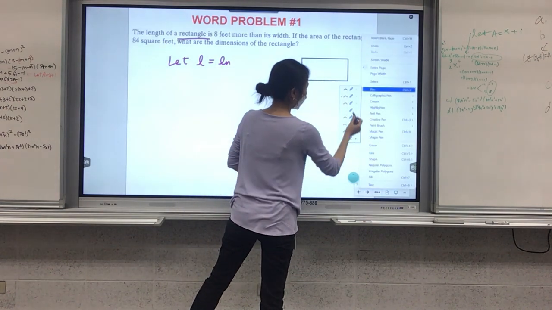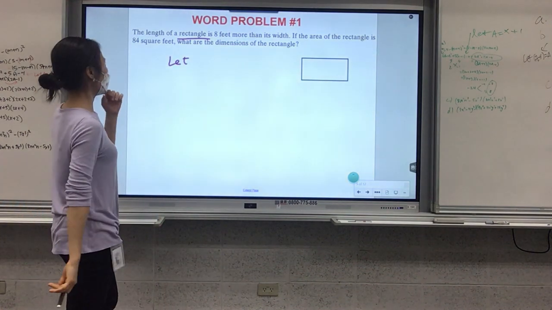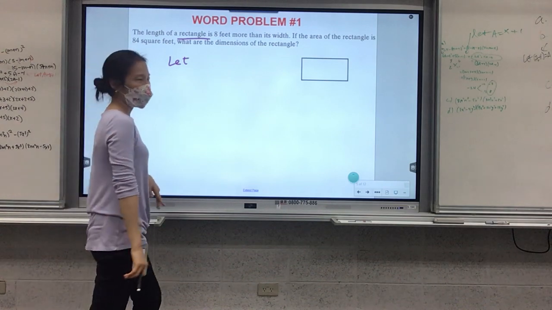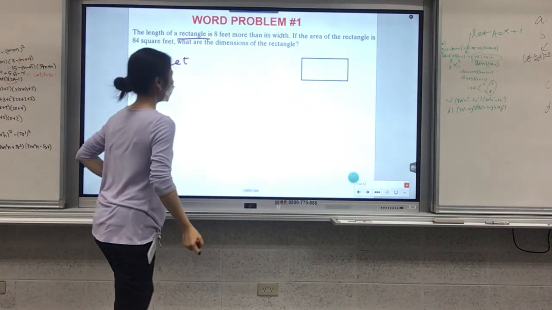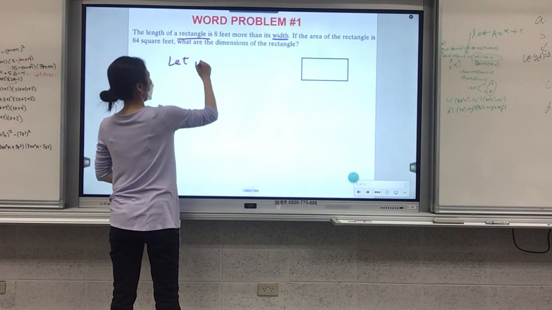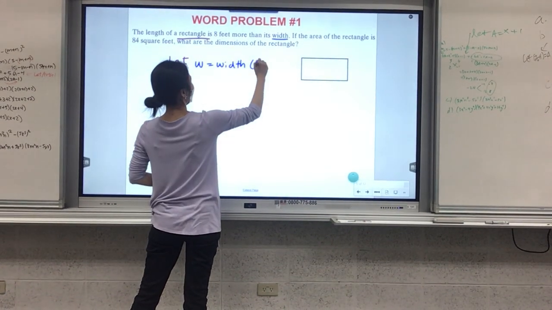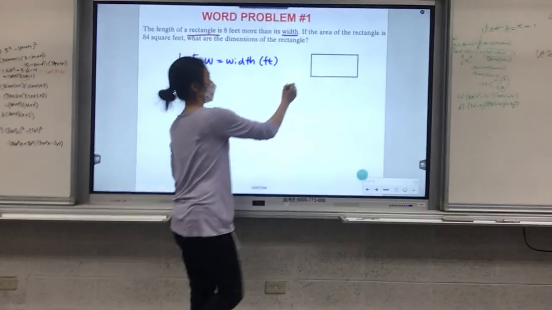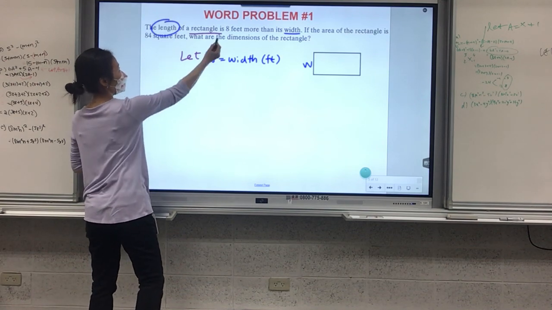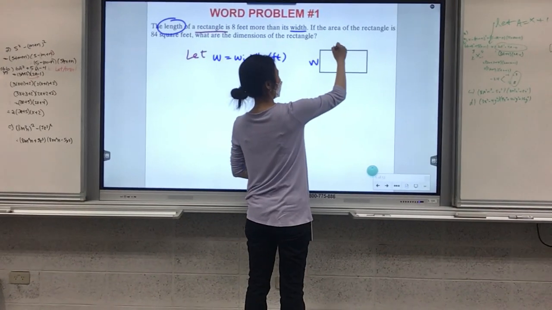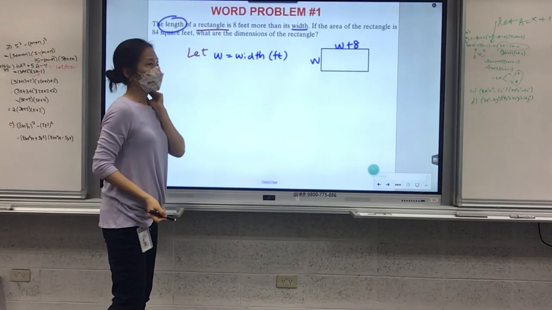You can either set L, the length, or the width. Sometimes we want to see which one is easier. Maybe width, and then just do 8 more means plus 8, right? So I'm going to set W equals the width in feet. And since the length is 8 more, this is W plus 8.